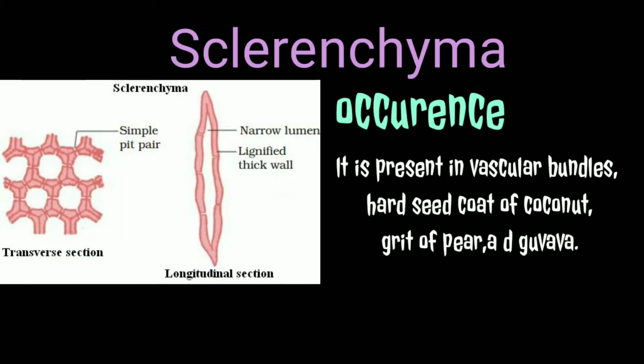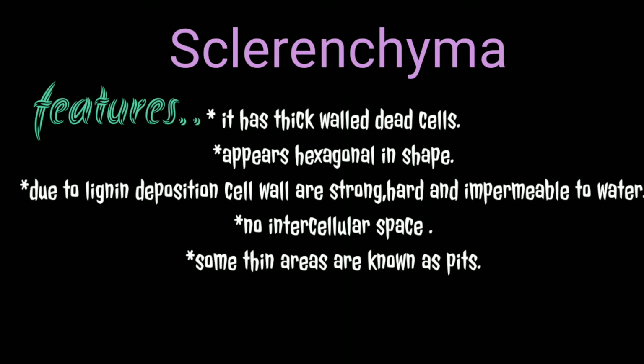And the next tissue is sclerenchyma, which is a dead tissue and is present in the vascular bundle, hard sheet coat and seed coat of coconut, endocarp of almond, grit of pear and guava. Now, characteristics. The first characteristic is that it is dead and hexagonal in shape, and the cell wall becomes very hard and impermeable to water due to the deposition of lignin.